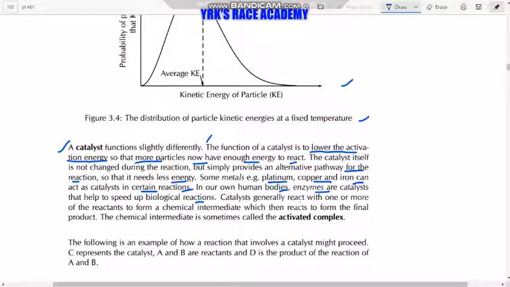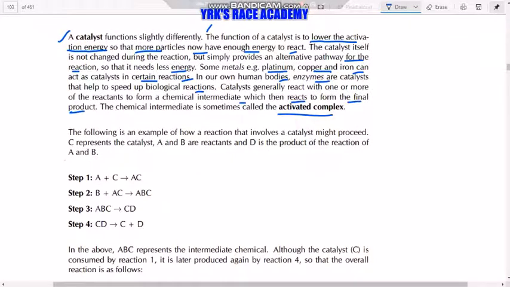Catalysts generally react with one or more of the reactants to form chemical intermediates, which then react to form the final product. The chemical intermediates are sometimes called activated complexes in this catalyst mechanism. For a general reaction, the following is an example: A plus C gives AC. The entire mechanism is divided into 4 elementary steps, showing how a reaction that involves a catalyst might proceed. C represents the catalyst, A and B are the reactants, and D is the product. Here the symbols are given: A is converted into B in this.